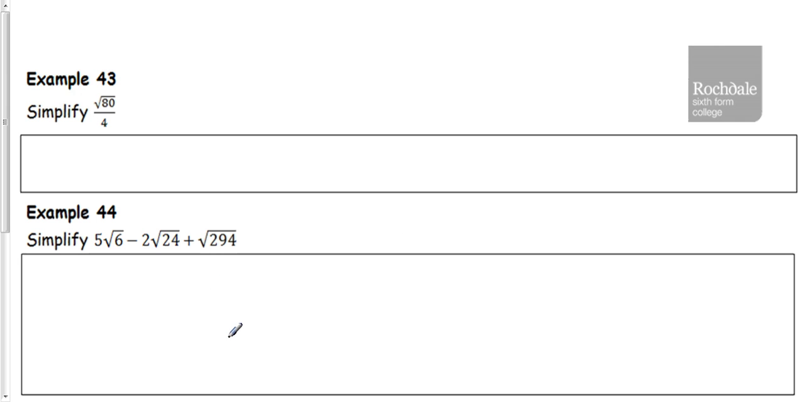C1 Algebra GCSE Review, Examples 43 and 44. 43 is similar to 42. I'm going to concentrate on simplifying the surd in the numerator and just leave the denominator alone.